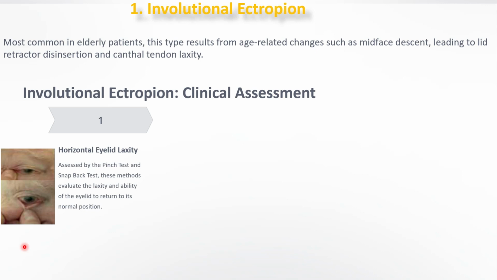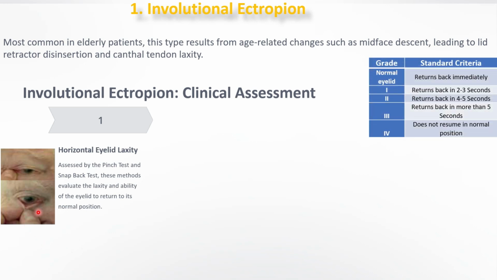In case of eyelid laxity, the behavior of the eyelid varies. Normally, the eyelid quickly returns to its position without blinking. In moderate laxity, the eyelid snaps back into place after a blink. However, in severe laxity, the eyelid may remain away from the eye. So, there are 4 grades in the snapback test.